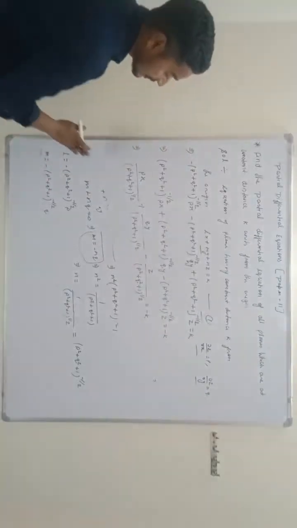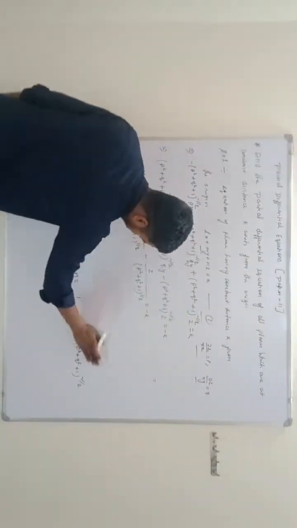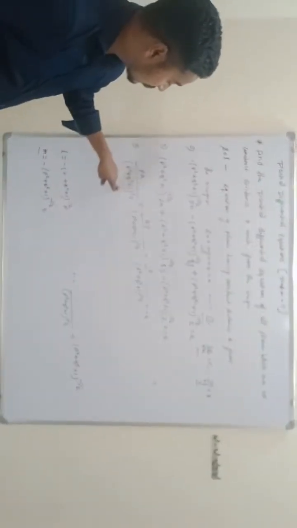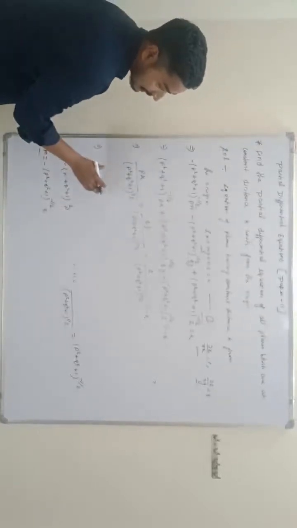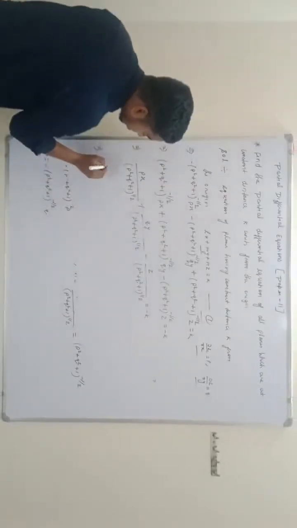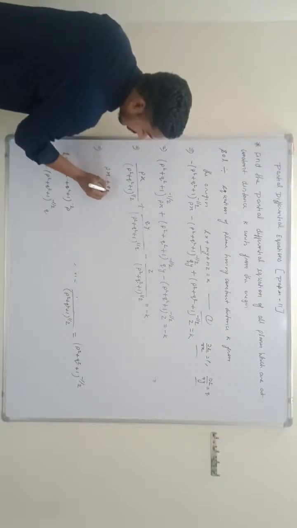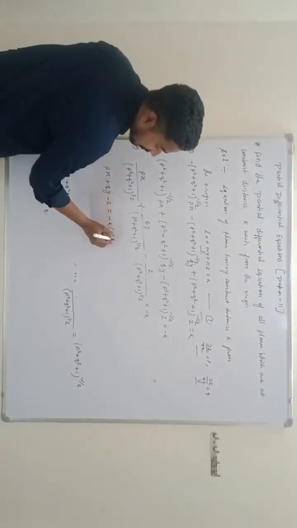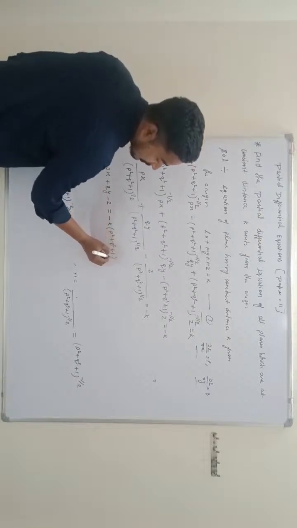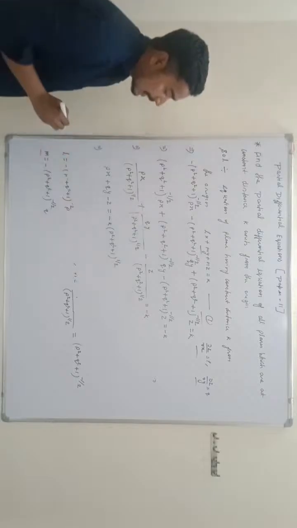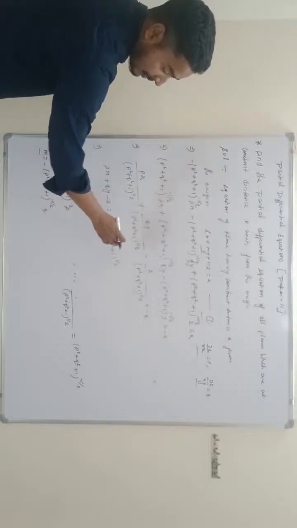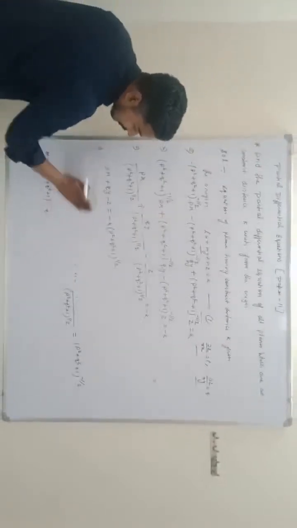And here, taking the LCM, the LCM is (p² + q² + 1)^(1/2), and taking cross multiplication with minus k, this gives px + qy - z = -k into (p² + q² + 1)^(1/2). And we can take -k into (p² + q² + 1)^(1/2) to the left hand side, we get the required result.